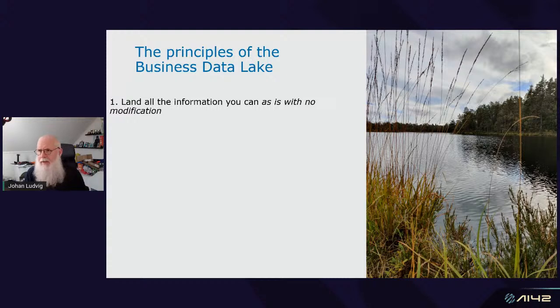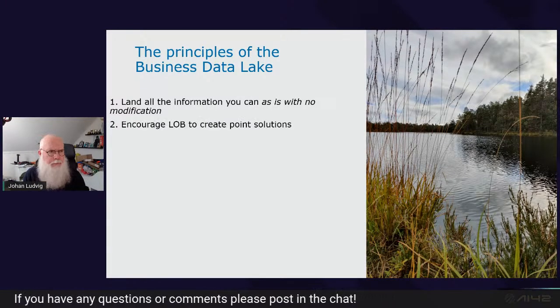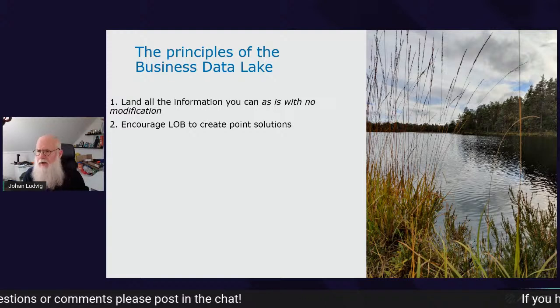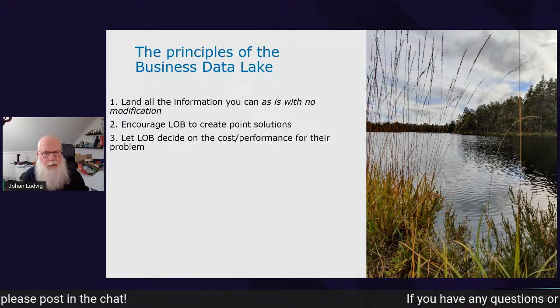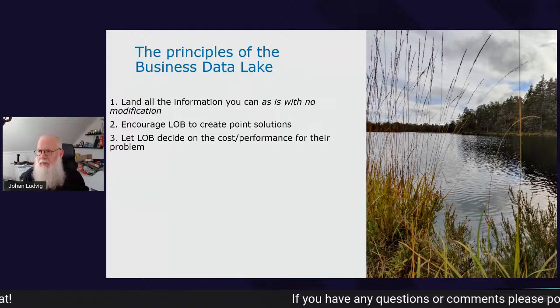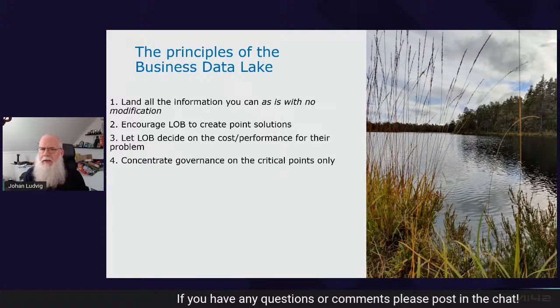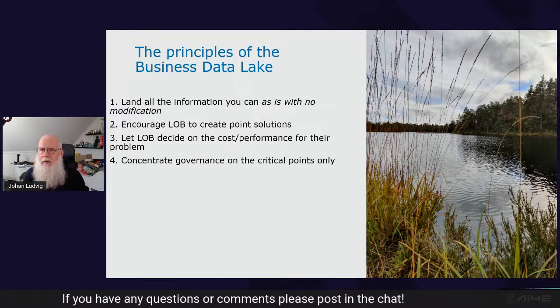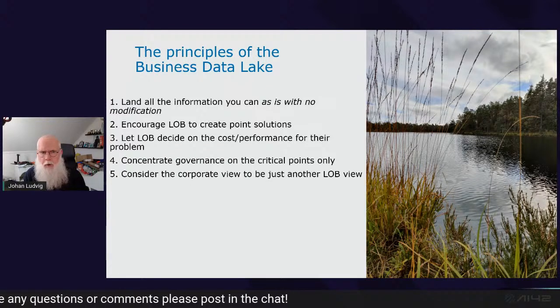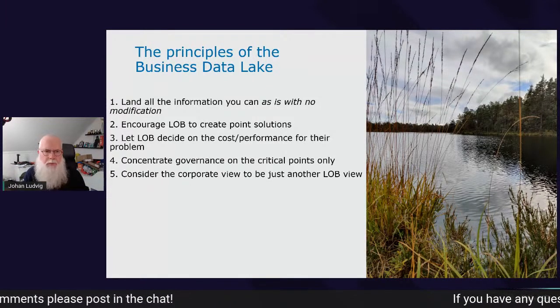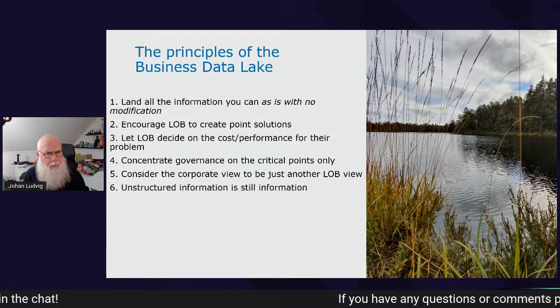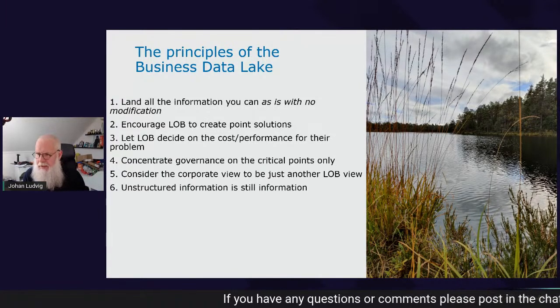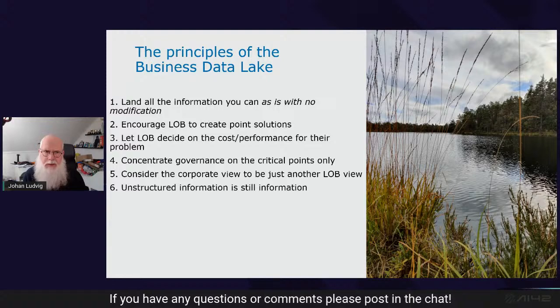And the principles of this business data lake: the first principle is the same as with the raw. You land all the information you can as is with no modification. So it's a one-to-one with the source. Then you encourage line of business to create point solutions. You let the line of business decide on the cost and performance for their problems, which means that IT can concentrate their governance on the critical points only. And the corporate view, hence the data warehouse view, is just another line of business view. And any kind of information is information, so even if it's unstructured, that's fine.